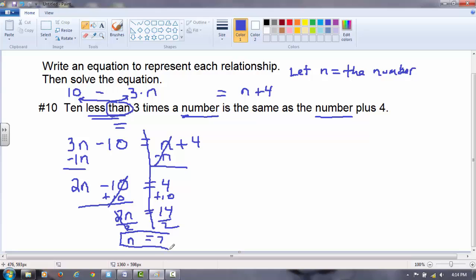And n equal to 7 should be the answer once you plug it back in. Now with word problems you always have to check to make sure you've answered the question. On this one they just want us to translate and solve it. So n equal to 7 is going to be a value.